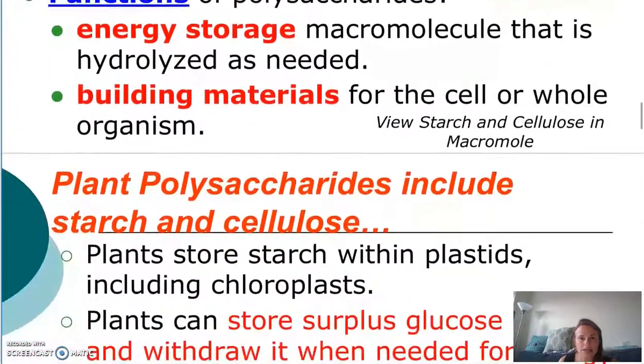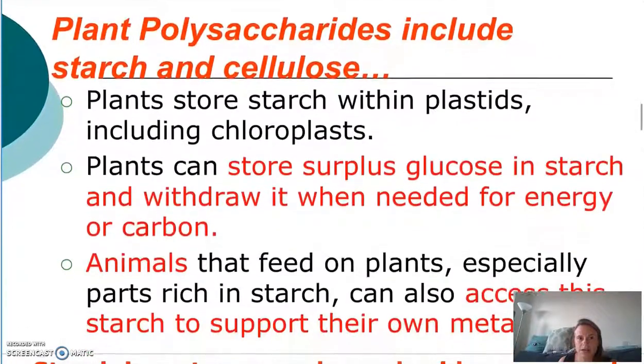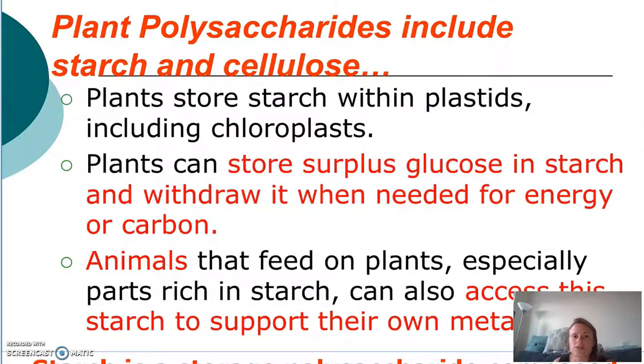So plants have polysaccharides just like animals have polysaccharides, but let's tackle the plant polysaccharides first. So you've got starch and cellulose. Let's discuss starch first. First of all, starch can be found within the chloroplasts of plants, and what starch does is it stores surplus glucose, and then the plant can withdraw it when it needs that glucose for energy or for carbon. Then animals, us, we feed on those plants and we access the starch to support our own metabolism.